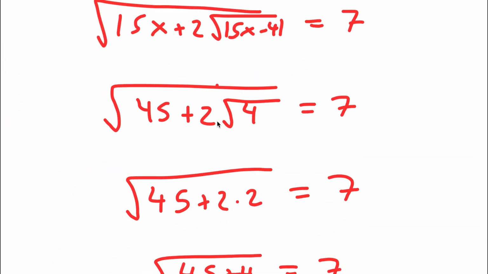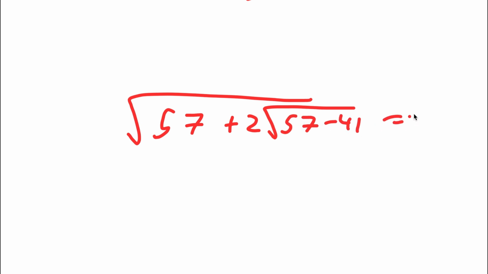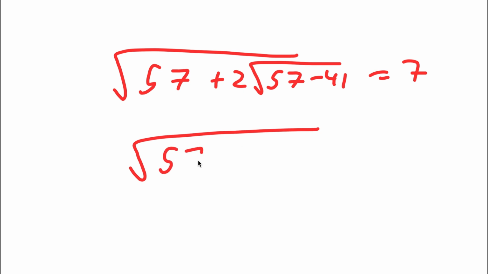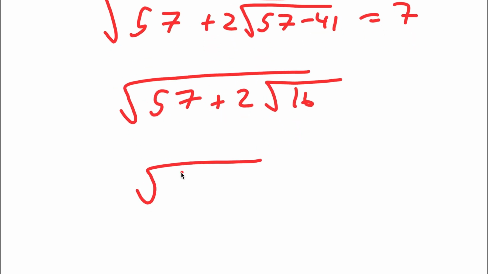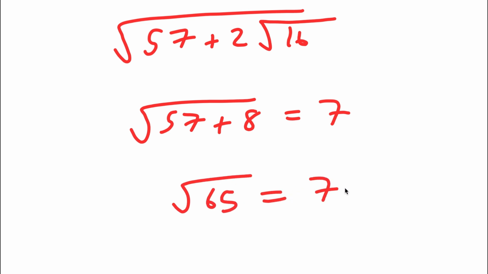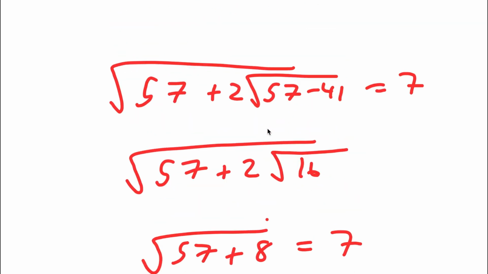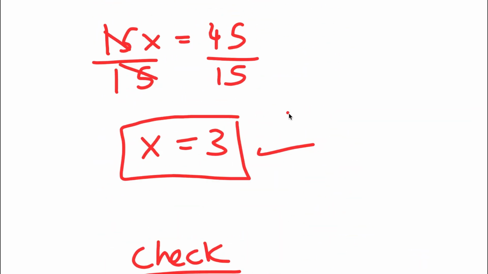However, we have 19 over 5 still. So I have the square root of 15x, so 15 times 19 over 5. These two cancel out to get 3. So 3 times 19 is going to be 57. So I have the square root of 57 plus 2 times the square root of, again, 57 minus 41 is equal to 7. This turns into the square root of 57 plus 2 times the square root of 16, which is 4. So I get the square root of 57 plus 8, which is the square root of 65. And this does not equal 7. So that solution is rejected, and my only solution is x equals 3.